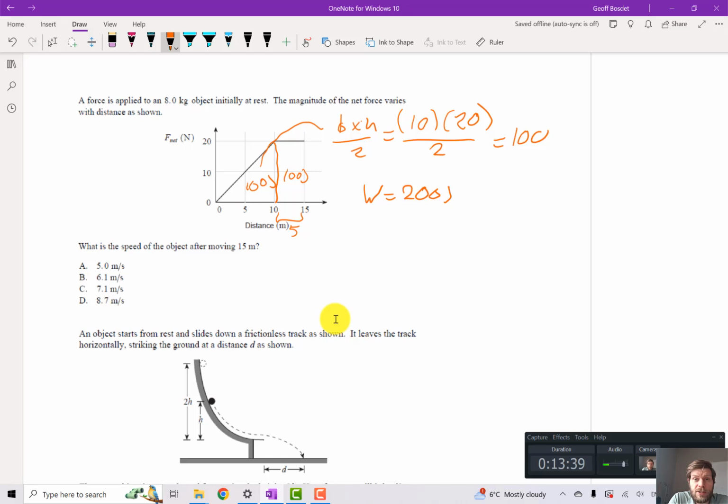Work is equal to change in energy, and this net force is causing a change in kinetic energy. So 200 joules is going to equal 1/2 times our mass times our velocity squared. 200 divided by 4 is 50. 1/2 of 8 is 4. So we got 50 equals V squared, and then V is going to equal 7.1. Just a little bit over 49, so it's going to be a little bit over 7 for the square root.